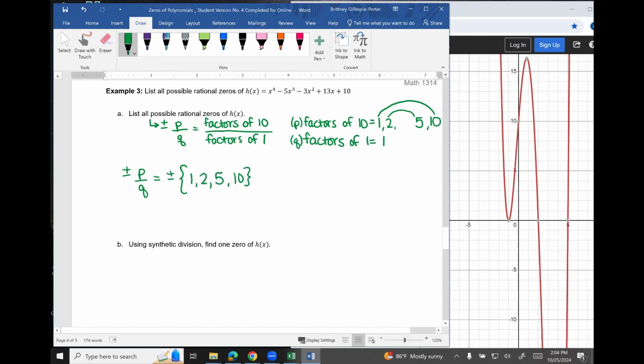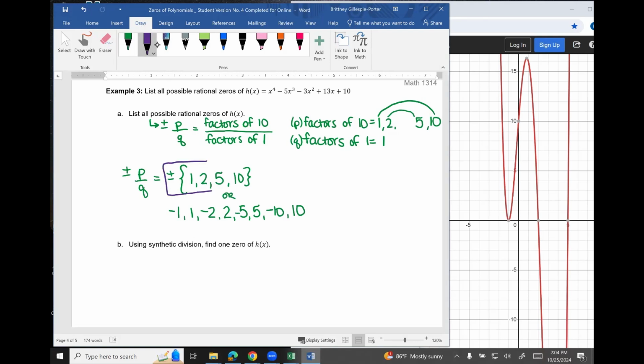If I were to list these separately, I would have -1, +1, -2, +2, -5, +5, -10, +10. So you could do this either way. I just prefer the shorthand of the plus or minus out front because it's less work for me to write.